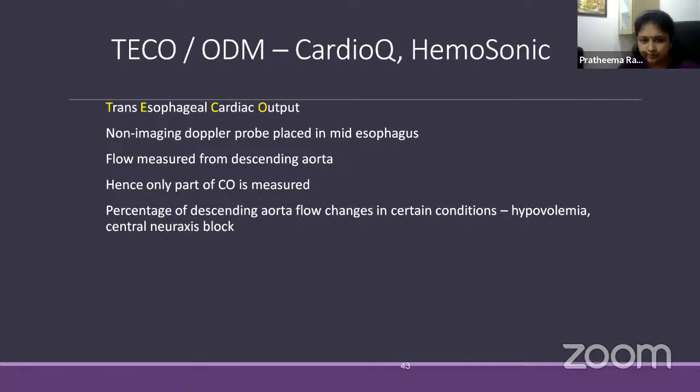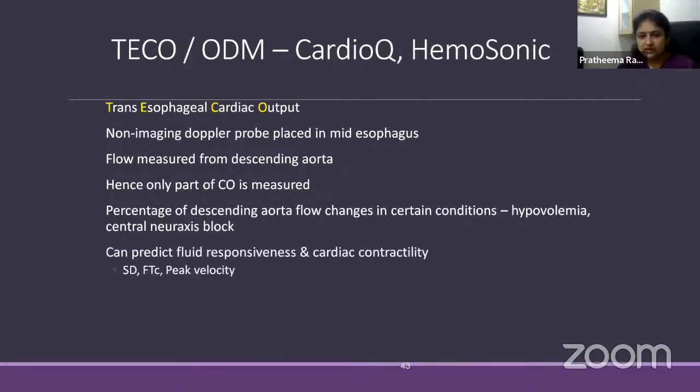But it can be left there for some time, and we can see whether the patient is having hypovolemia, or what is the percentage of descending aorta flow change in certain conditions, for example when spinal is given. This can be used in the operation theater when there is a high risk surgery. When we give fluid, when we look at the cardiac contractility, what is the change? We can see a lot of changes, and only a graph is given. We do not see any images.